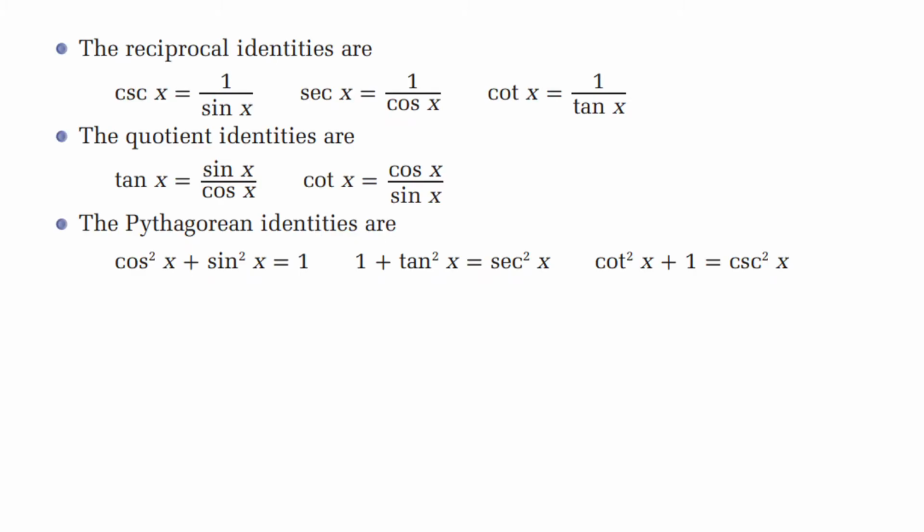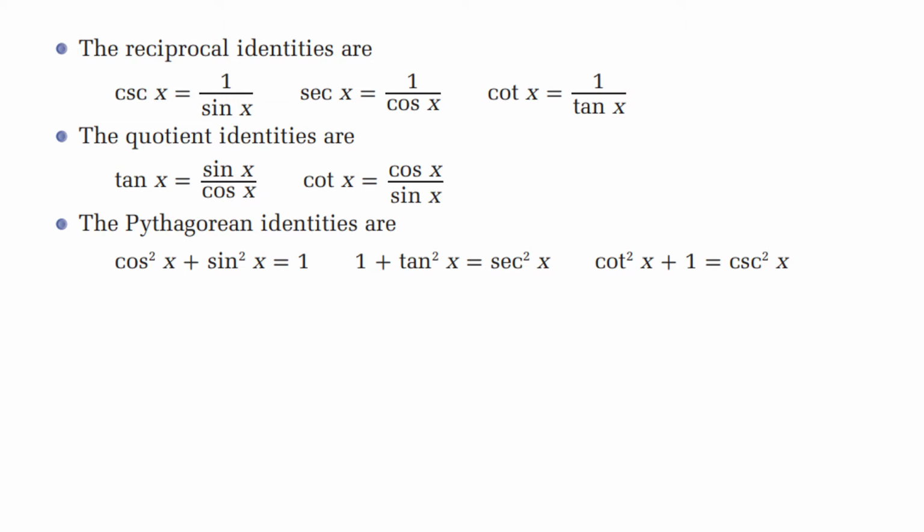In this video, I will talk about trig identities. In grade 12, three other trig identities are introduced. The reciprocal of sine is called cosecant, the reciprocal of cosine is secant, and the reciprocal of tangent is cotangent.